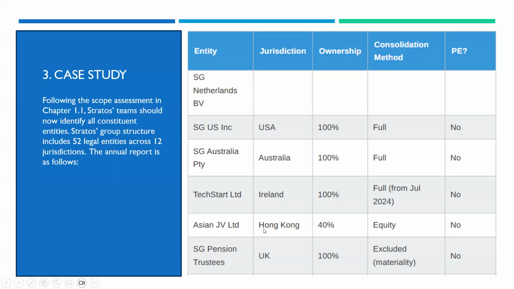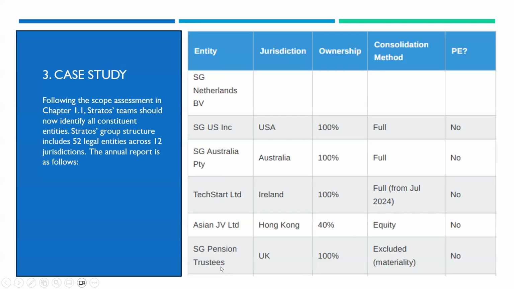Now, Asian JV Limited, Hong Kong. Is it a constituent entity or not? No, because it is an equity method investment. I only have significant influence. So it will not be, and even if it has a PE, those will not be constituent entities.